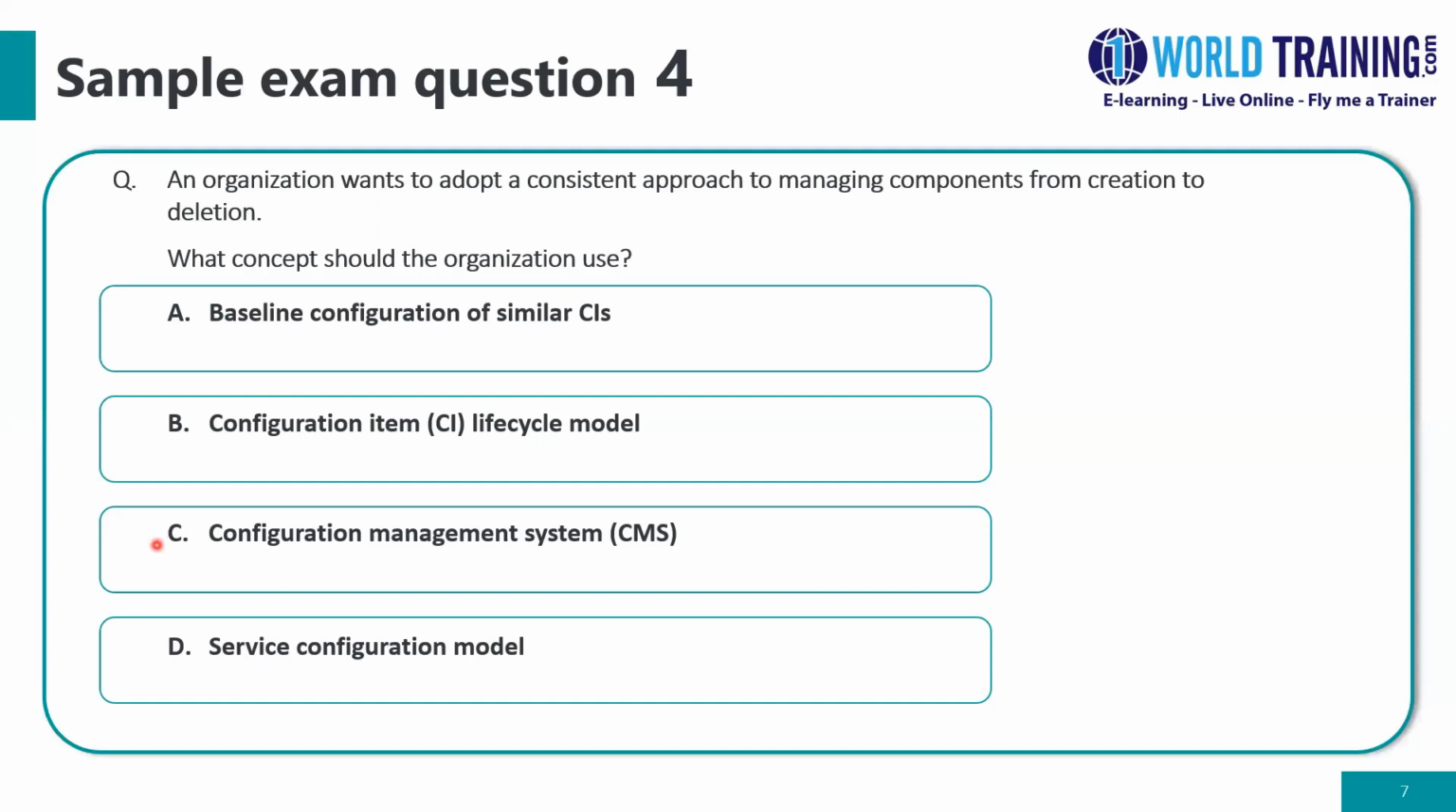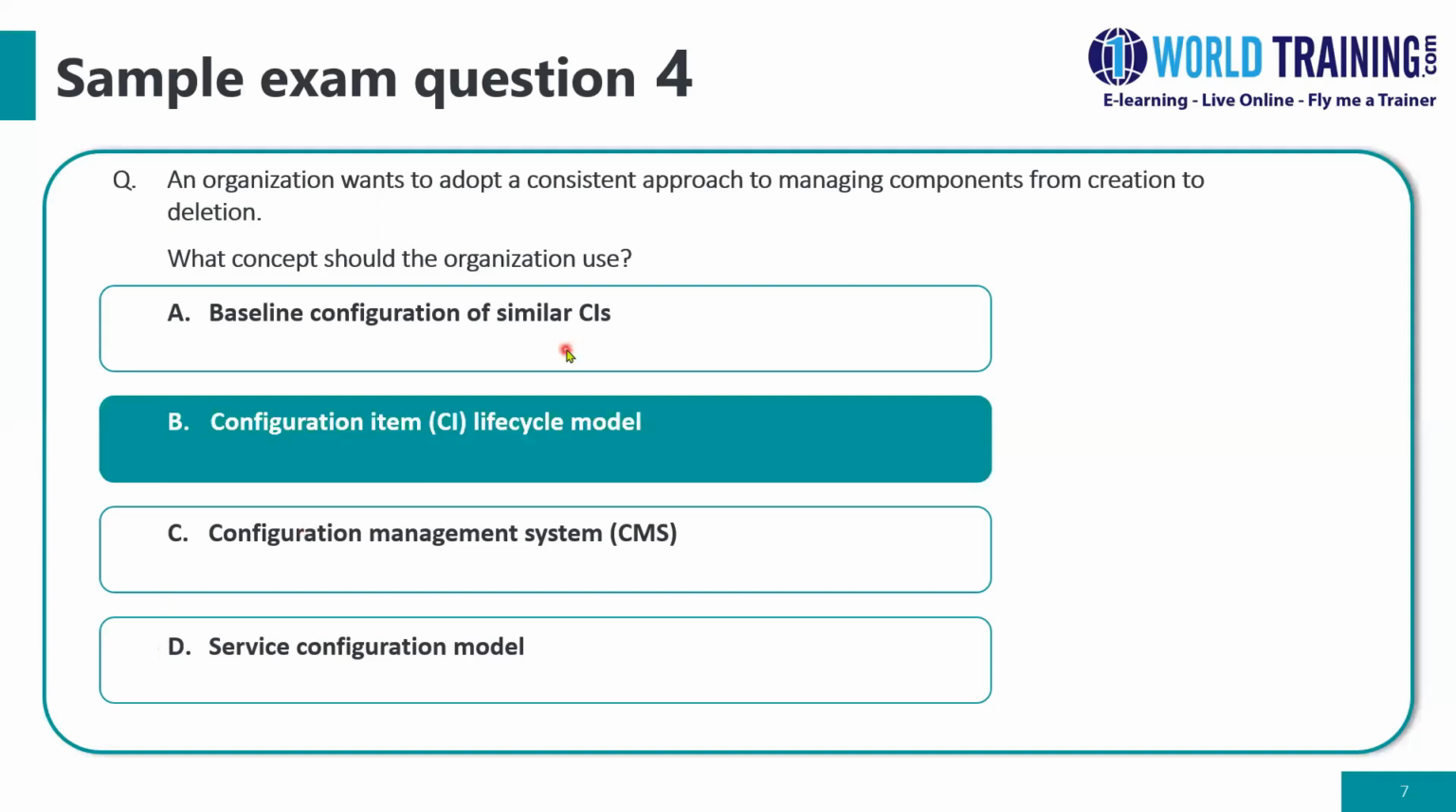The CMS, which is option C, is a set of tools to manage configuration information. It does not define the approach to manage the information. And option D, service configuration model, is very close to option B, the configuration item lifecycle model. The service configuration models describe the architecture of a set of CIs, so they do not provide a consistent approach to managing the CIs throughout a lifecycle. In fact, the service configuration models focus on various aspects of the service architecture and the relationships between the components. Therefore, option B remains the correct answer.